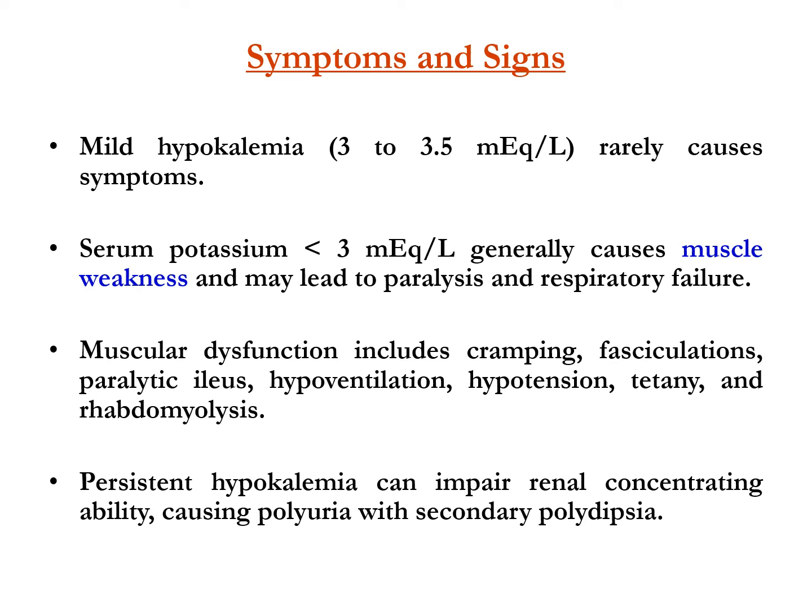Persistent hypokalemia can lead to impairment of the renal concentrating ability, causing polyuria with secondary polydipsia and nephrogenic diabetes insipidus.